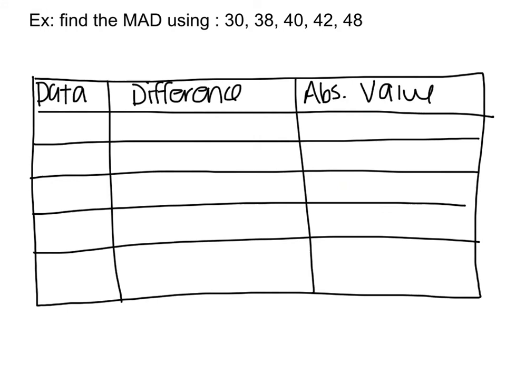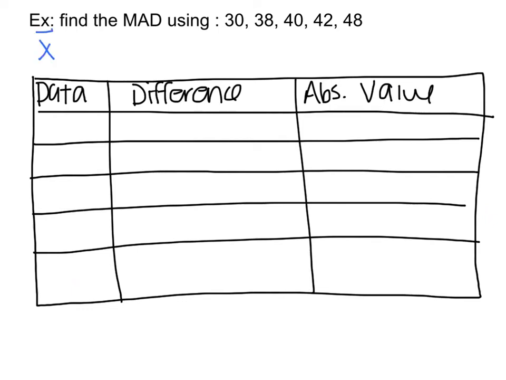I think you should try this one on your own if you feel comfortable with it, and then come back and look and see if you got the answers right. I'm going to go ahead and start. So the first thing we want to do is find the average. So the average of this is going to be 30 plus 38 plus 40 plus 42 plus 48 divided by 5 is going to be 39.6.